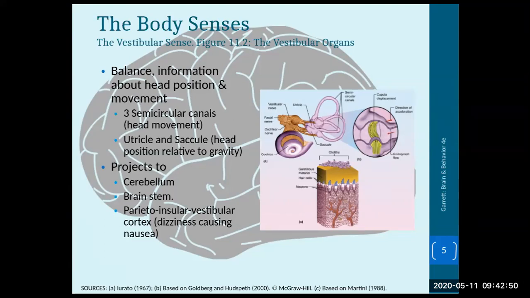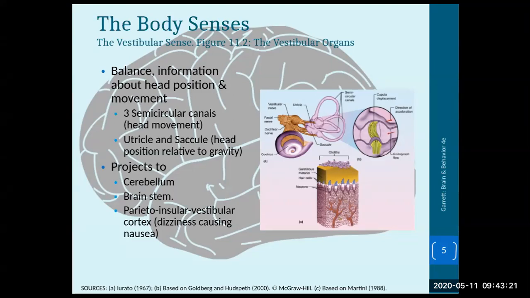So you can understand the cerebellum's involvement, the brainstem involvement, and then there is a cortex in the parietal insular vestibular cortex. So parietal means parietal lobe, which connects to the insula, which is where taste and smell are on the underside of the prefrontal cortex, as well as an area called the vestibular cortex. Again, we're not going to worry about this. This is something I just wanted to bring up to you.